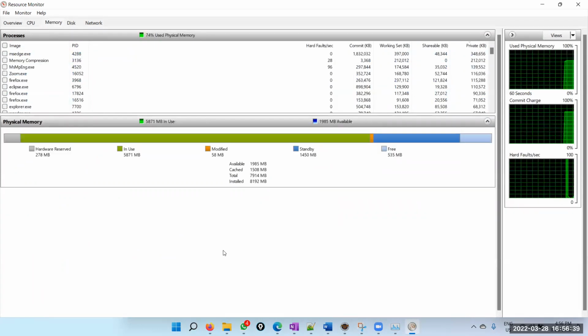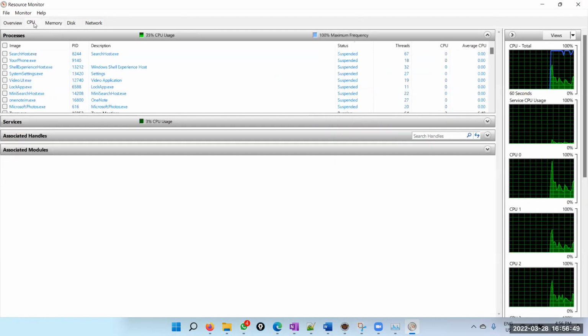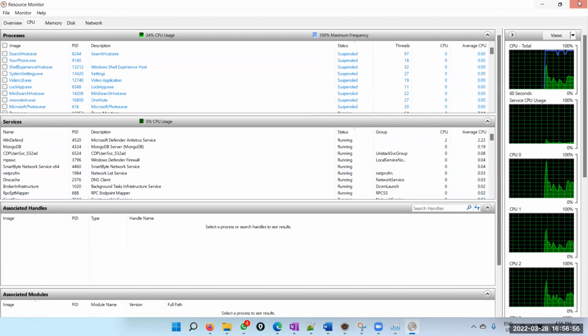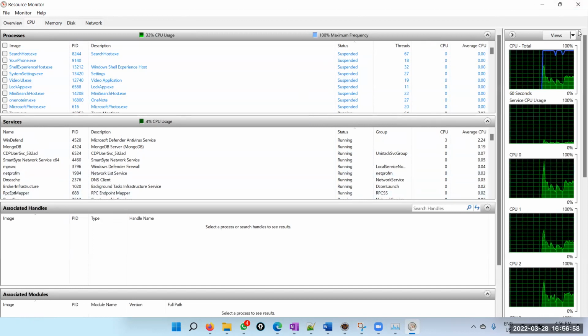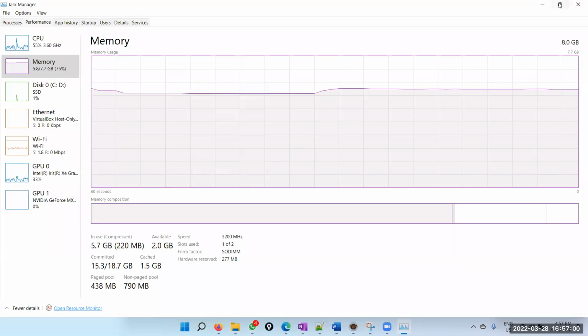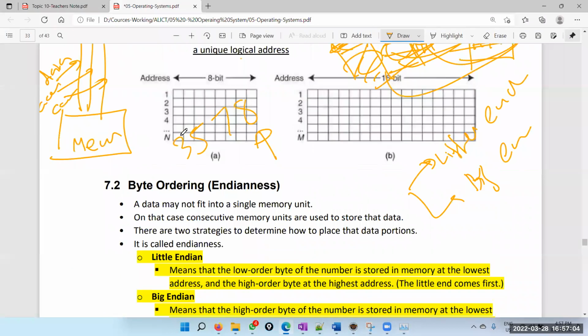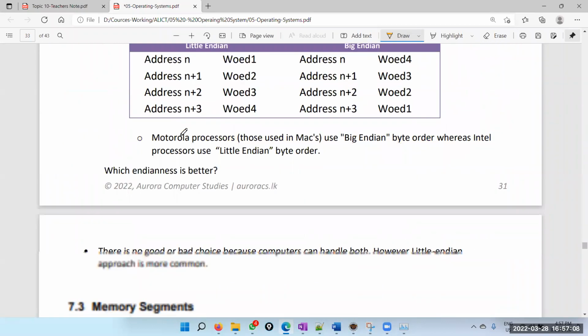Okay. Free, standby, modified, in use, and so on. And on the CPU side you also have a little bit more details, services, etc. You can see more details there. So now you know that there are memory segments also, and of course the concept called byte addressable and endianness.